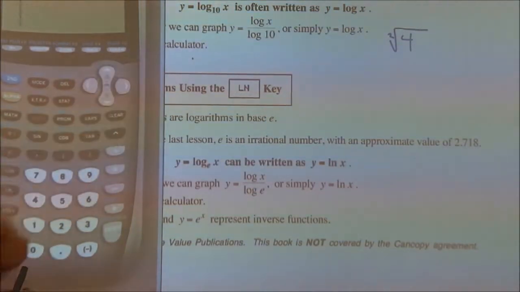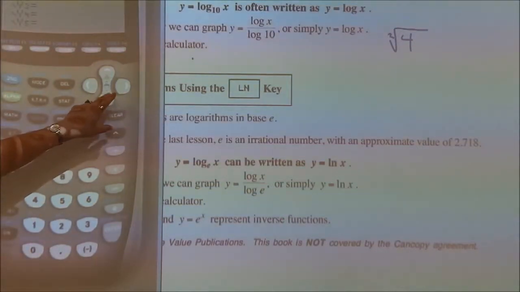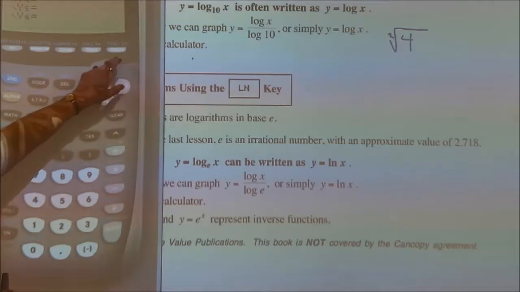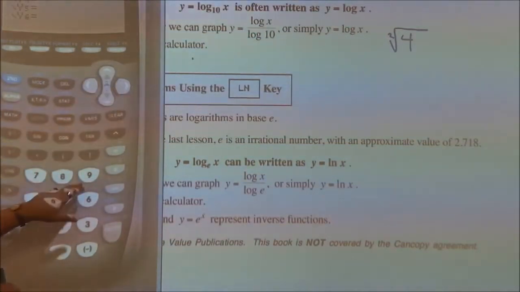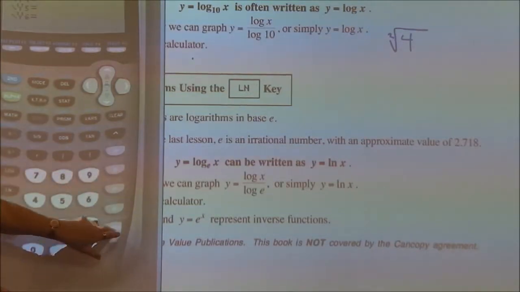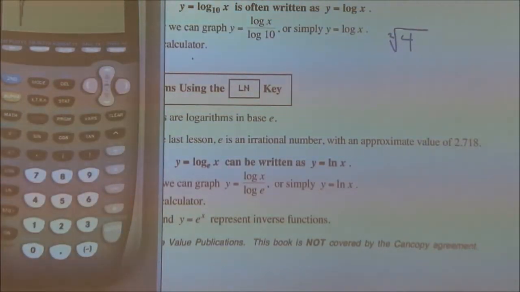If I graph this, this is the graph that I get. But what I'm telling you is if you have a base of e, I don't need to do that whole log x divided by log e. I can simply put in natural log of x. And if I graph this, I get the same graph. Okay?